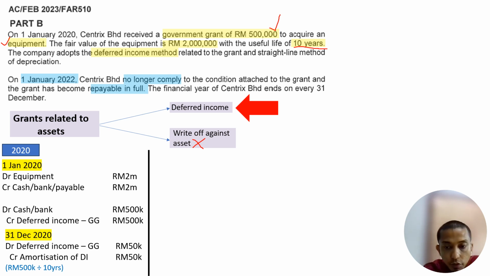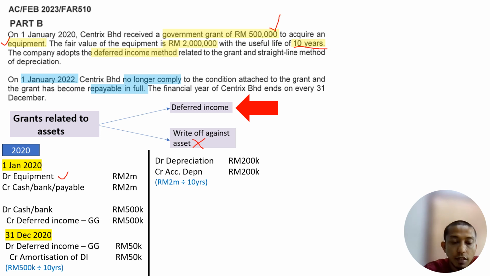What else do we need to do? Don't forget, we have equipment, so we need to record depreciation. How much is our depreciation? 2 million divided by 10 years, so we get 200,000. Debit depreciation, credit accumulated depreciation, 200,000 each. All right, what else?